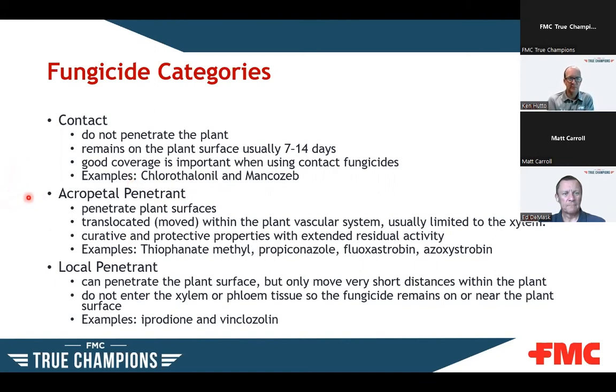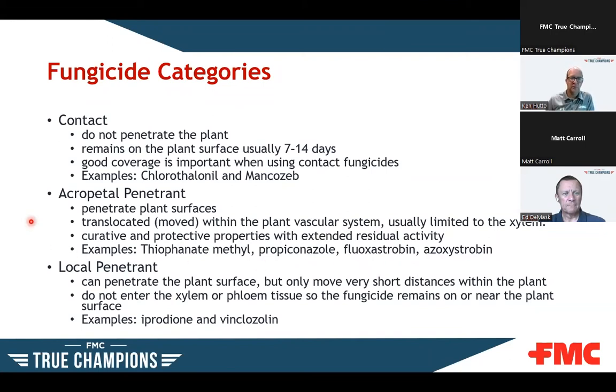You have acropetal penetrants. These are fungicides that penetrate the plant surfaces and then they move upwards into the plant. So they're able to get inside the plant, the vascular system, the xylem, and then they'll move up into the plant. A lot of times you can see these being applied to the foliage or driven down into the roots, and then they get translocated back up into the foliage. Examples of these would be some of your DMIs, as well as your QOI fungicides like fluoxastrobin or azoxystrobin.